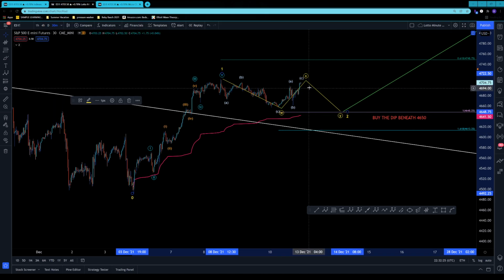So if we do get this alt and we get a three swing down at the beginning of next week, I'll be watching to see if it looks corrective and not impulsive. And if it looks corrective, that's going to tell me that we should be buying the dip right here beneath 4650. So I'll be watching this early next week, and then we'll have to play it by ear as price action shows us where it's going.